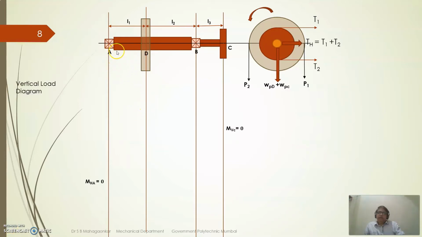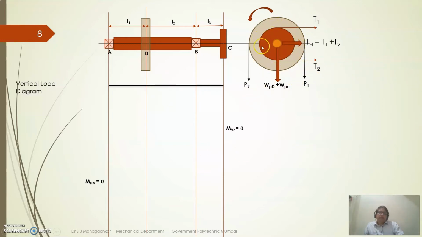So we have to name the points on the bearings A and B, and the pulley D, the bigger pulley, is at a distance of L1 from the left bearing, then L2 and L3. So these are the distances given. Now we will go for the vertical load diagram.